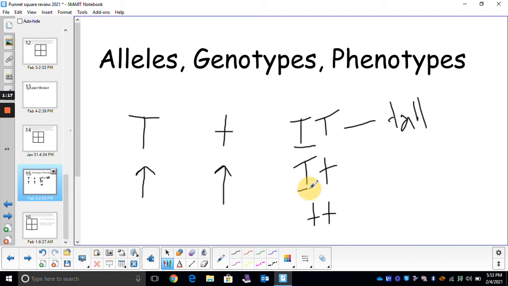But if the dominant allele is present, it always shows up. So in this case, the phenotype, or the physical appearance, would also be tall. The only way recessive phenotypes will show up is if both recessive alleles are present. So if you have both recessive alleles, in this case, that would be a short phenotype.